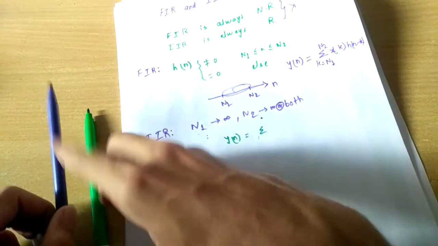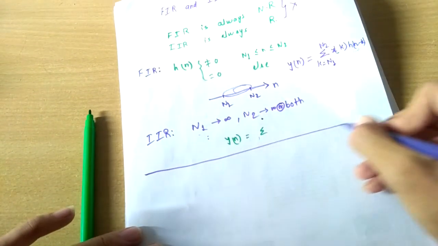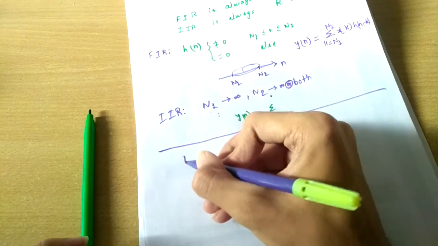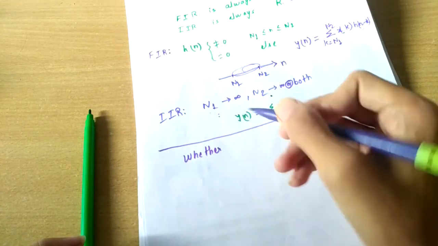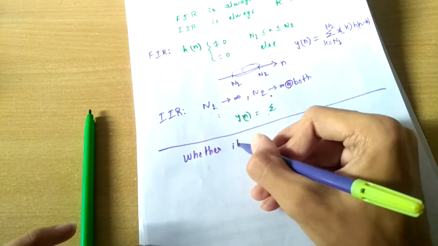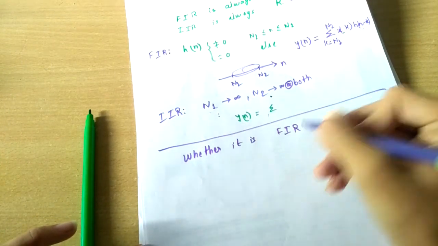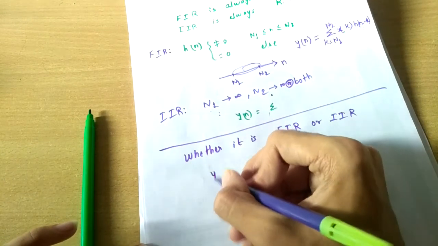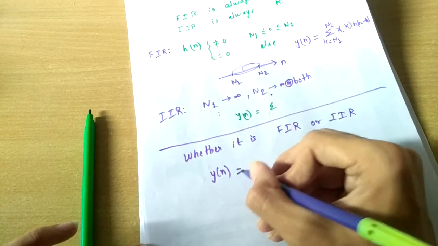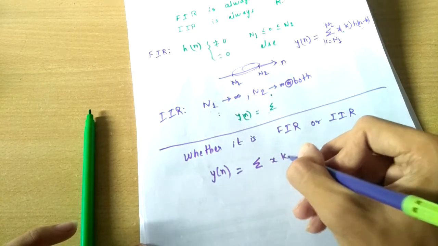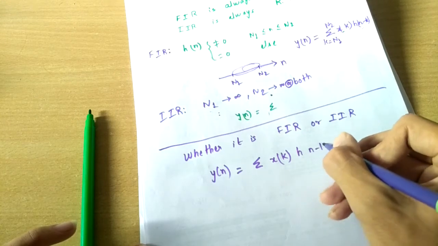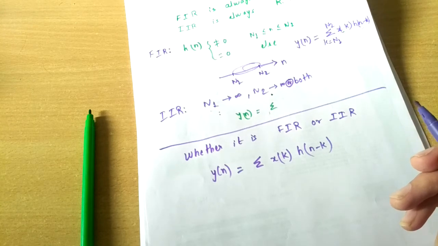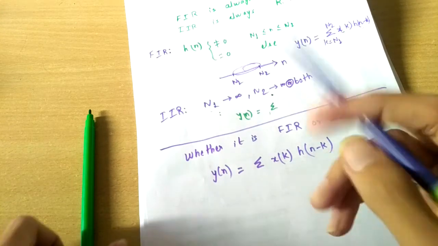Now let me consider the general case. I just brushed up the definitions, and now I am actually coming to the proof. I am not talking particularly about FIR or IIR here. Whether it is FIR or IIR, regardless of any specification, the output will always be given by this convolution operation of any digital system. This is the intuition you can develop.